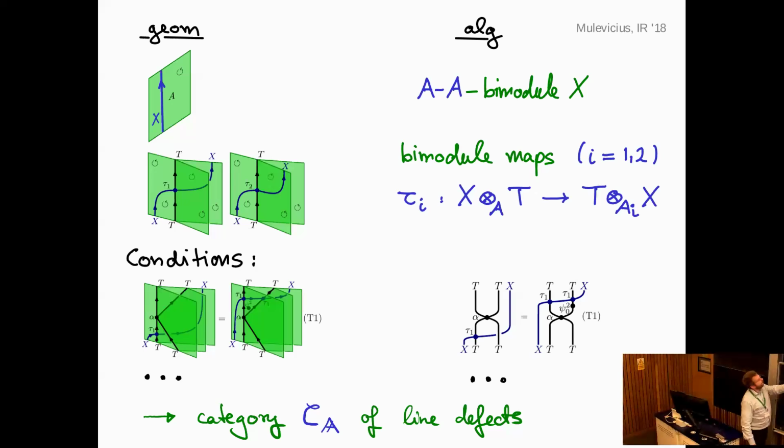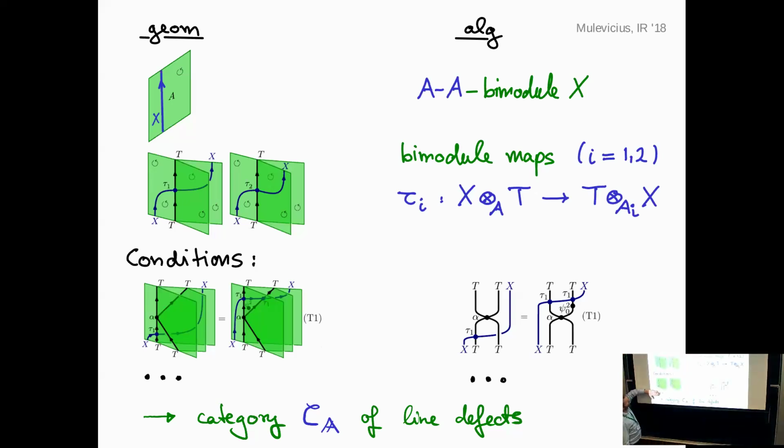Then there are lots of conditions that you can move the line around in the foam in an invariant way, and these translate into algebraic conditions, which you can write out, and I didn't write them all out. But if you do this, you obtain a category of line defects. So you just do this problem in representation theory, and you get some new category C_A. That's a category of line defects which live in the orbifold. That's also a ribbon category, you can show.